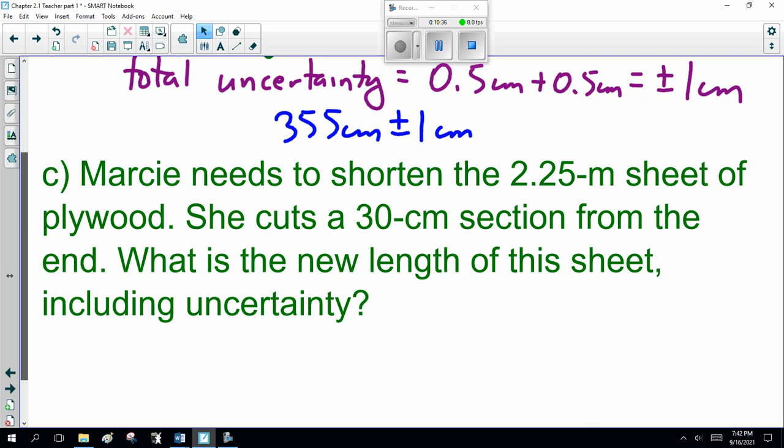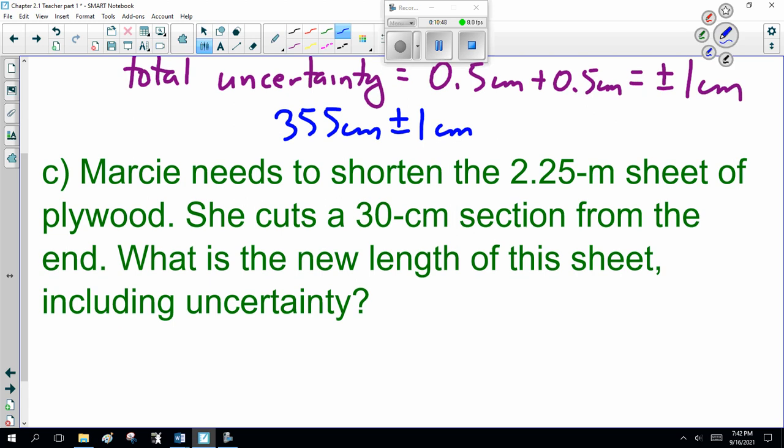So Marcy needs to shorten the 2.25 meter sheet of plywood. She cuts a 30 centimeter section from the end. What's the new length of this sheet, including uncertainty? Well, it's 225 centimeters minus 30, 195 centimeters.